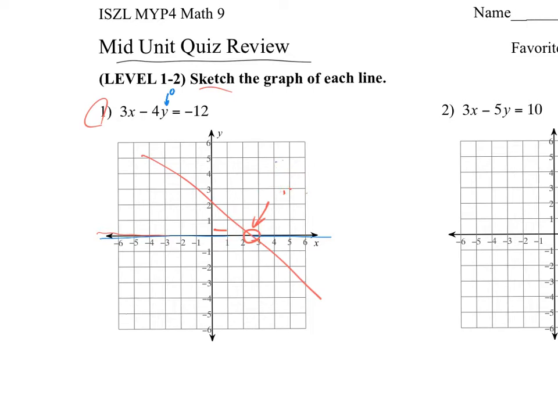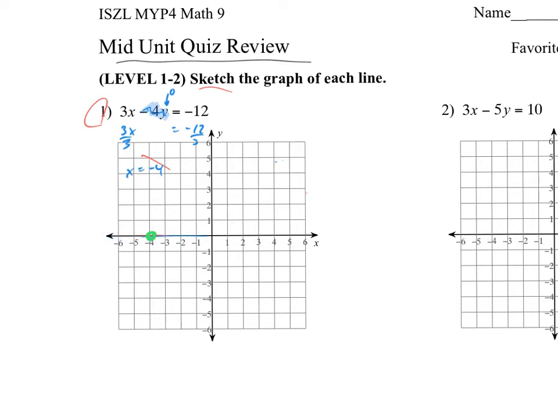This will be 4 times 0, so this whole thing cancels out, and we'll just be left with 3x equals negative 12. And when you divide by positive 3, you get x is negative 4. So this should hit the x-axis here at negative 4, right there. All right, so let's see. Where else are we going? So now we need to find the y-intercept.